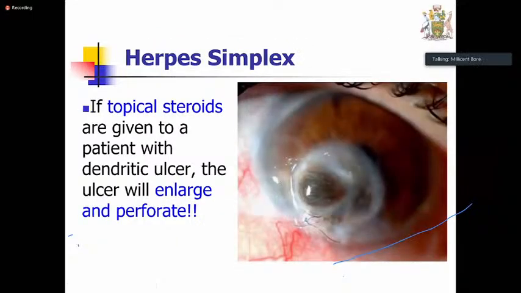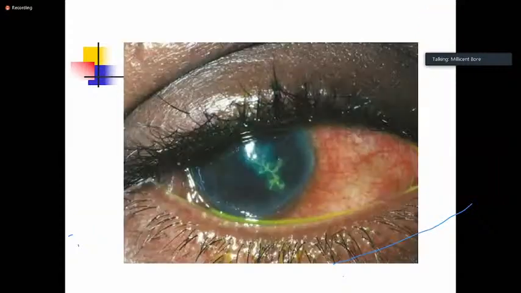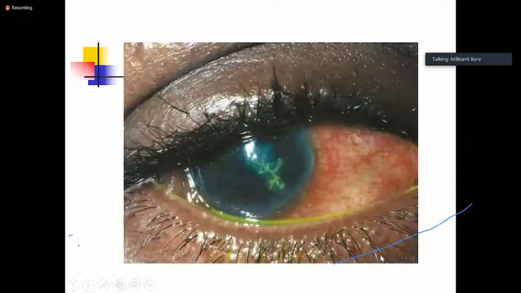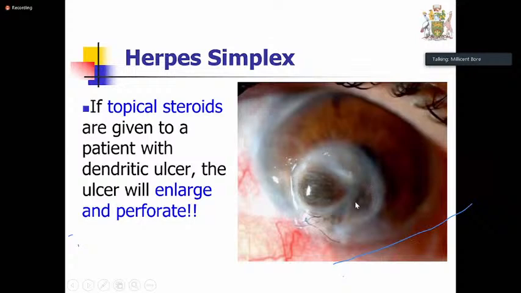So if in such a patient, as small as it looks, you put steroids, because you see most patients go to pharmacies, they complain of painful red eyes. The most common drug they're given is Probita-N. Probita-N has a steroid. What happens is that the ulcer will become geographic or amoeboid. Then the next thing that will happen is that the eye will perforate.